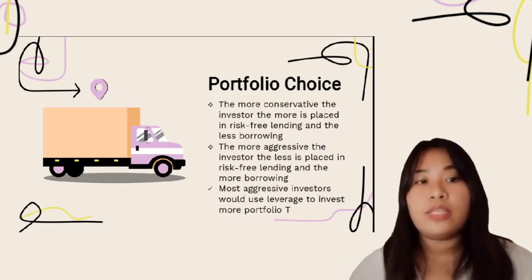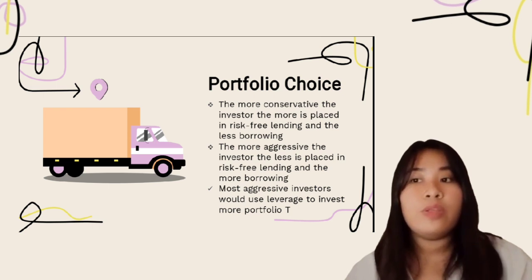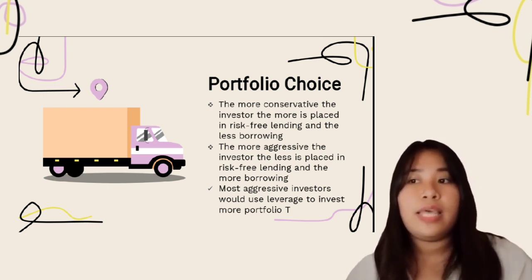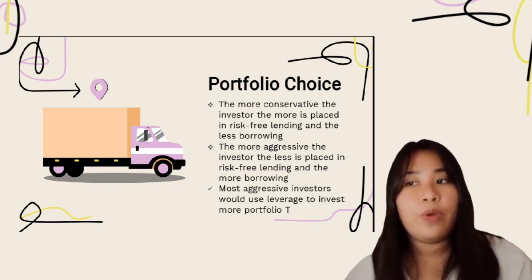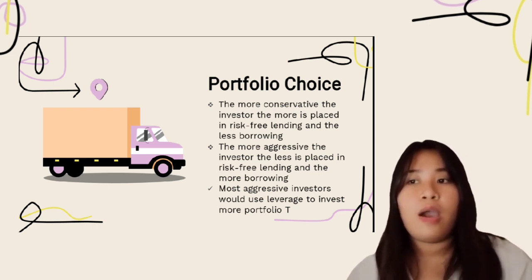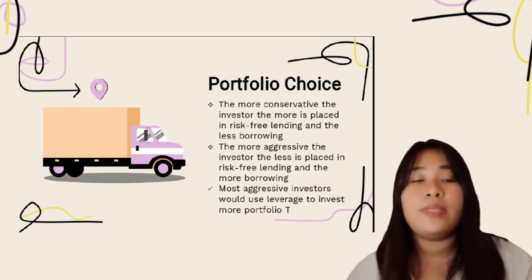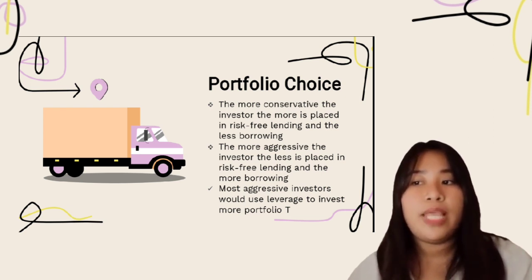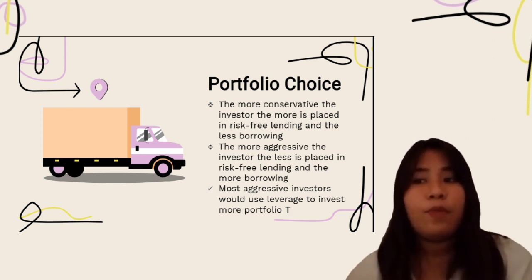The next one is portfolio choice. The more conservative the investor, the more is placed in risk-free lending and the less borrowing. So, the more conservative daw yung investor mo, mas marami mapupunta sa yung risk-free sa lending kaysa naman sa borrowing. The more aggressive the investor, the less is placed in risk-free lending and the more borrowing.